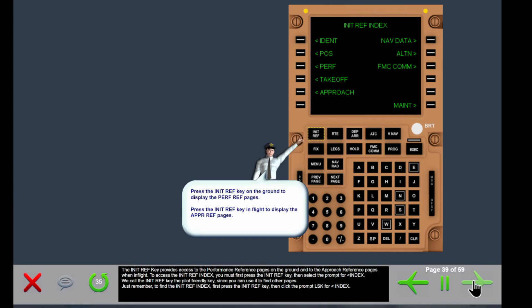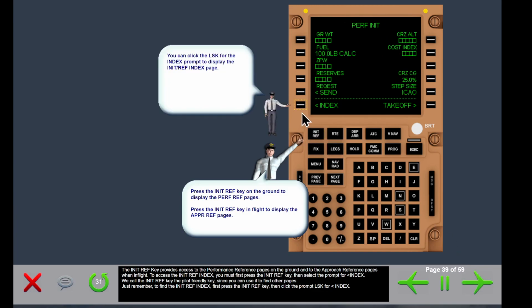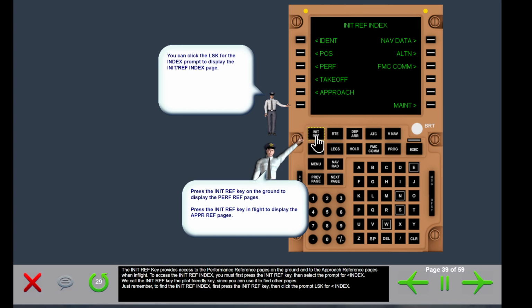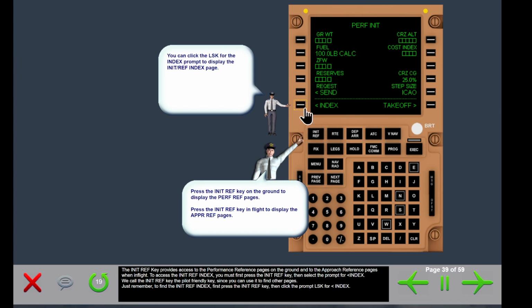The initialization reference key provides access to the performance reference pages on the ground and to the approach reference pages when in flight. To access the initialization reference index, you must first press the initialization reference key, then select the prompt for index.